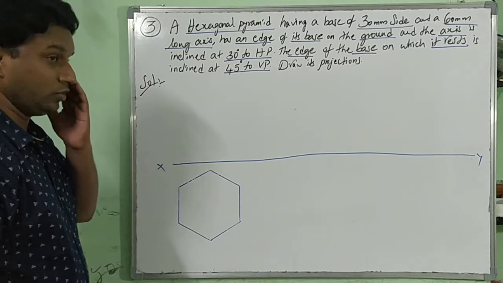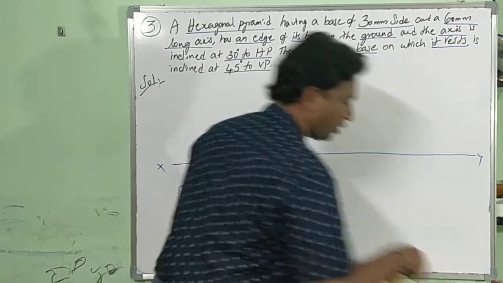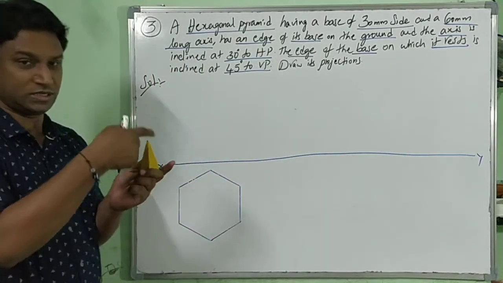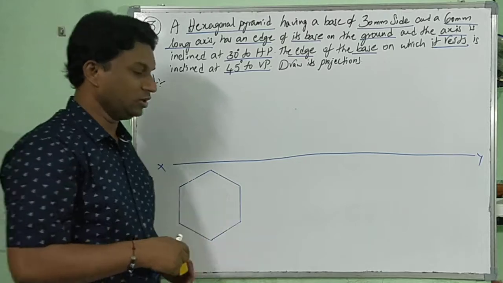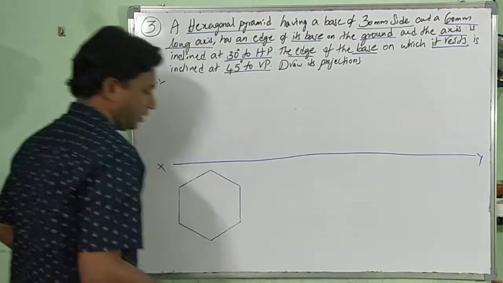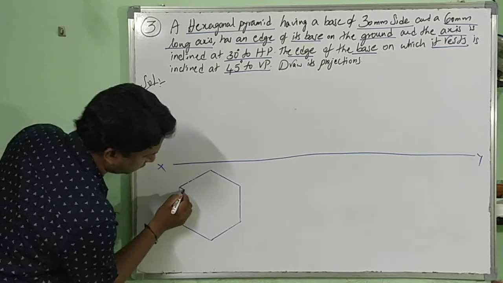Hexagon, top view, hexagonal pyramid. A pyramid is nothing but, you have to plot the centroid and draw all these slant edges. When you are looking from the top view, slant edges will have thick lines. For a hexagon, it is simple, just draw the opposite corners.